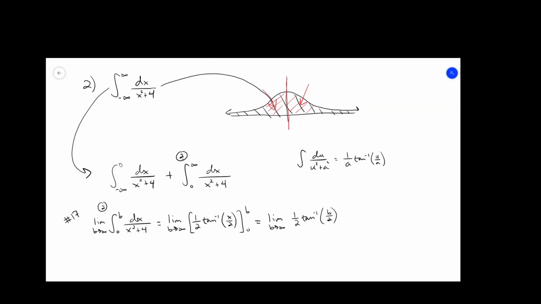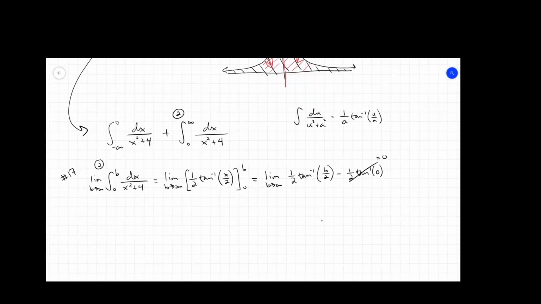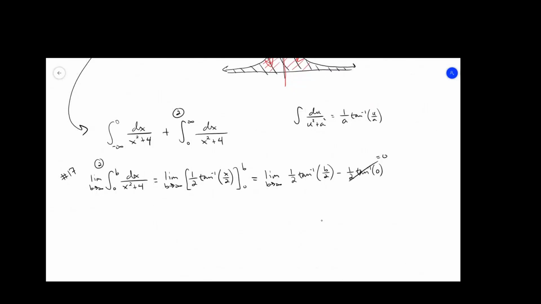And then the other one, when we plug in 0, we're just going to get 1/2 inverse tangent 0. But the inverse tangent of 0 is 0, so this actually just equals 0 anyway. That's gone. And so the question is, what is the limit as b goes to infinity? What is 1/2 limit as b goes to infinity of the inverse tangent of b over 2?